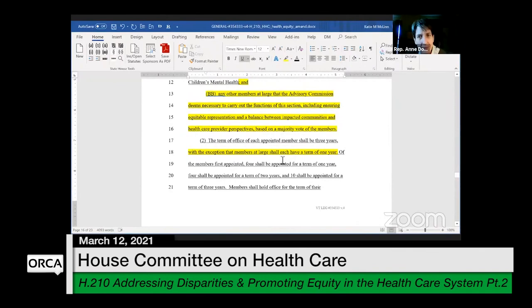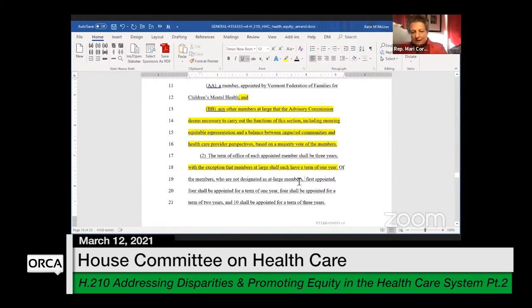Representative Cordes? I just want to acknowledge that this conversation we're having about the size of a commission or the size of a board is the subject of many papers and studies. It's an important conversation along the scale of efficiency on one end and representation on the other. I appreciate that we are being very thoughtful about erring on the side of equitable representation.